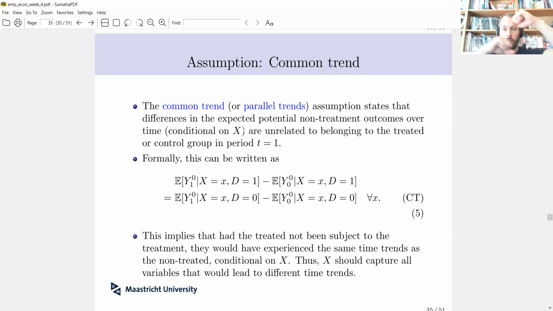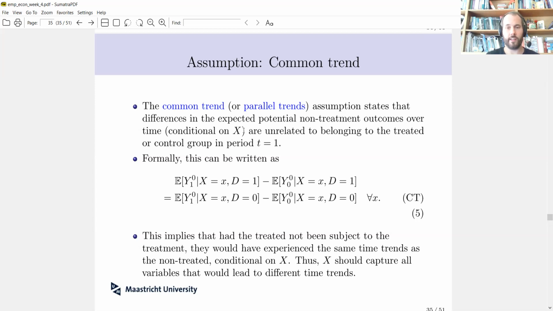It doesn't mean that the outcomes have to be the same. It simply means that if, for instance, the economy is doing well, they move up in parallel, in the treated and in the non-treated group. If, for instance, the treated group benefits more from a growing economy, then the spread would increase over time. I don't even manage to do this properly with my hands, but you know what I mean, no? Both go up, but one goes up larger.